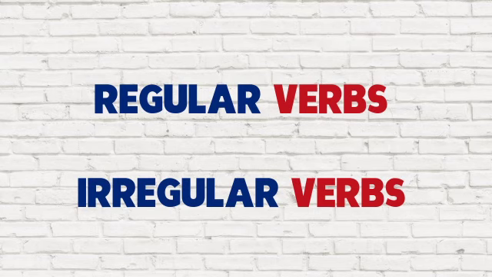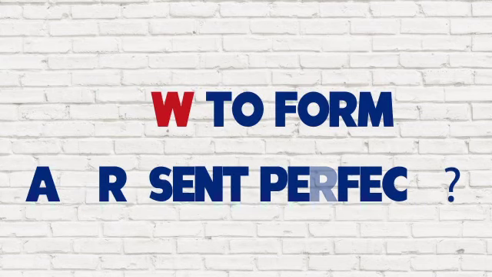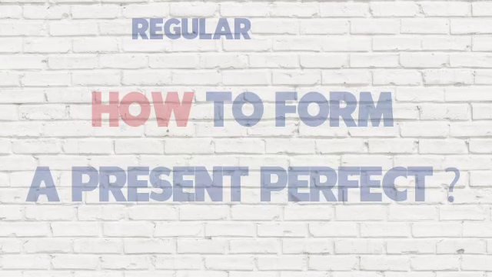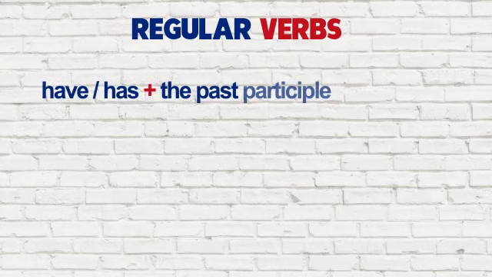And it is advisable that you study the most commonly used irregular verbs. Now let's get started. How to form a present perfect? Let's have a look at the regular verbs. For the regular verbs, we use the auxiliary verb to have and the past participle. You can make a past participle by adding ed to the infinitive form of the verb.